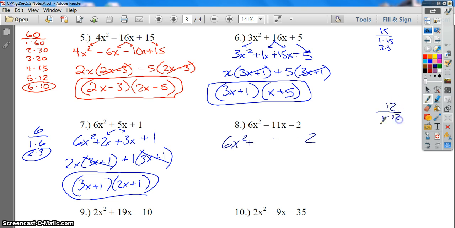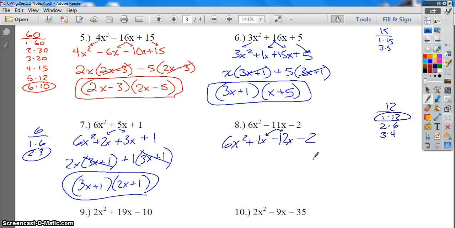Numbers for 12, there's only a handful. We want 2 numbers that subtract to be 11. Why do I say subtract? Because plus and minus are different. We need a negative 11. So 12x needs to be a negative, 1x needs to be positive. Think, if I combine these, I get back to that negative 11.